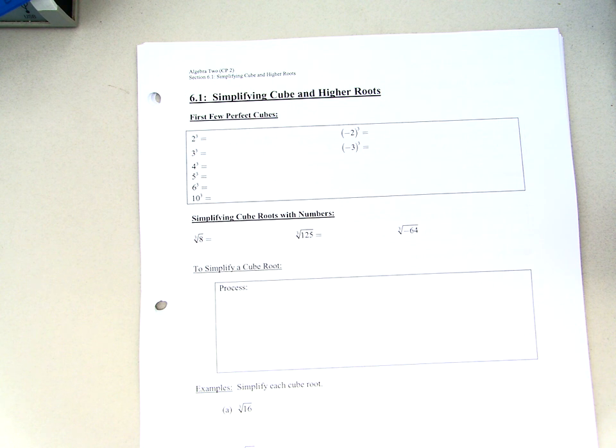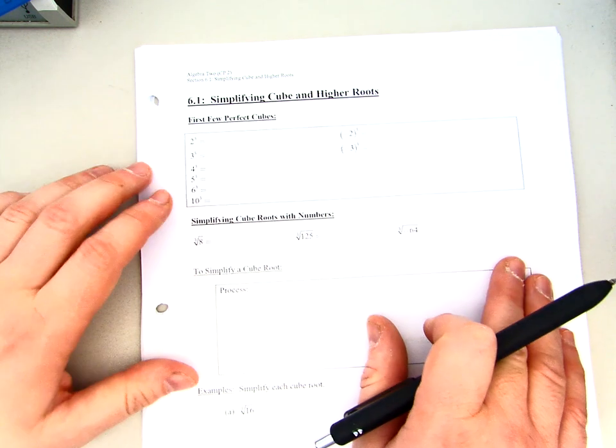Let me get my calculator out. We're going to start this the same way we started our square roots, by making a list of our first few perfect cubes. We may need a calculator for this.